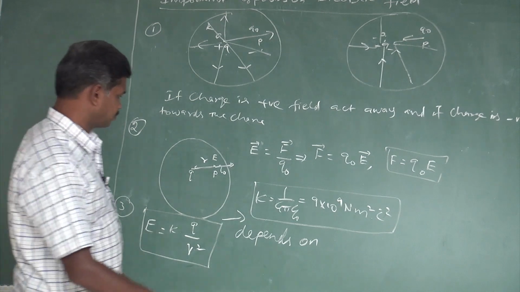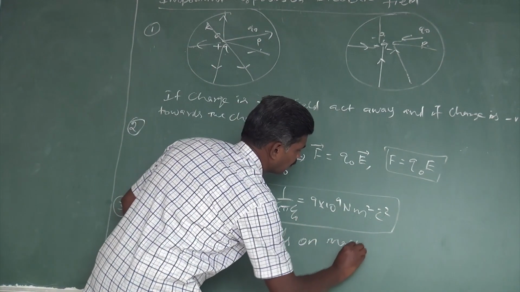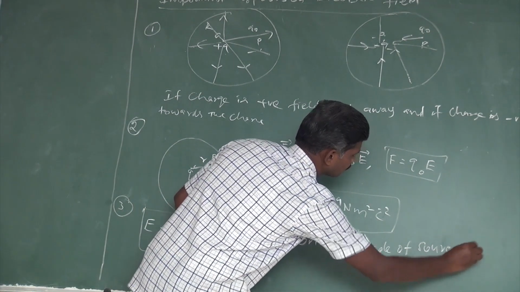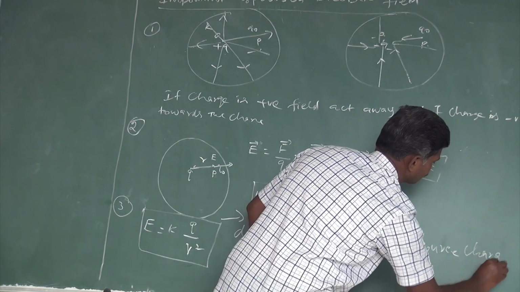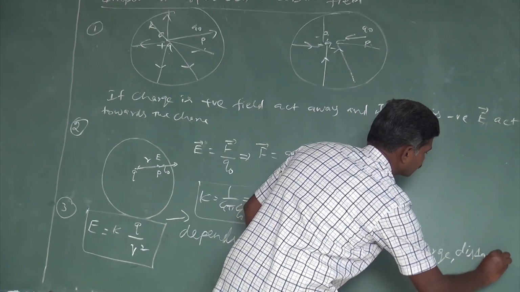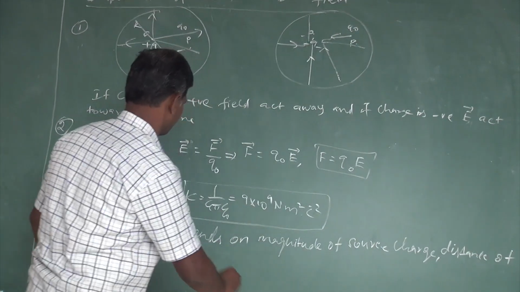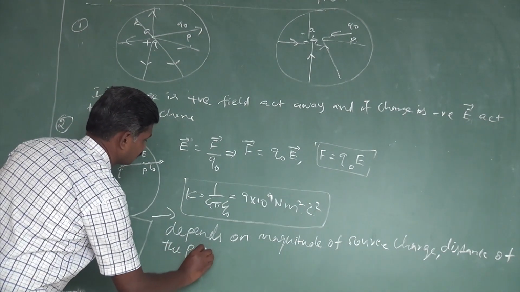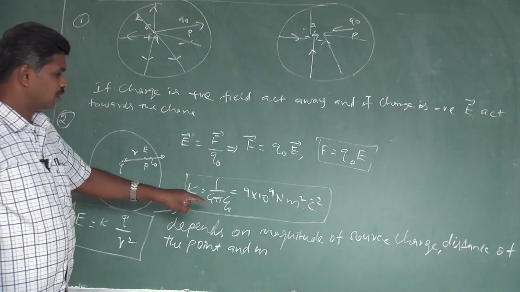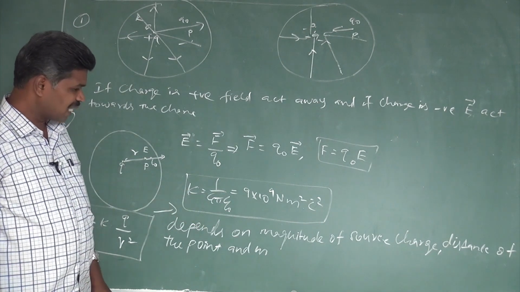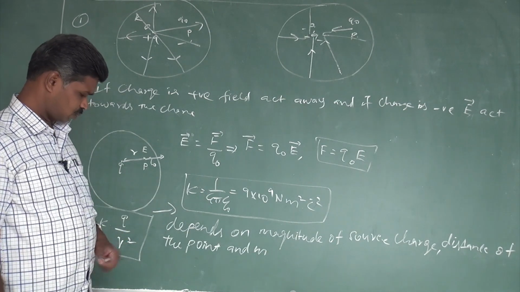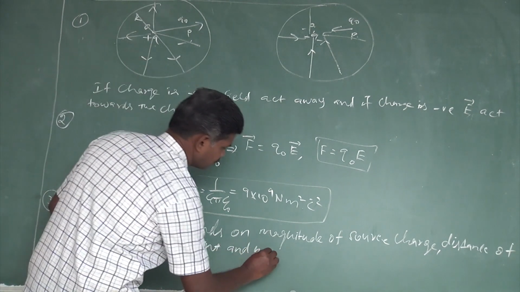Based on our formula, it depends on the magnitude of the source charge, the distance of the point, and the medium, because for air medium only we take epsilon naught. If it is any other medium, instead of epsilon naught we substitute epsilon, so that's why the medium.